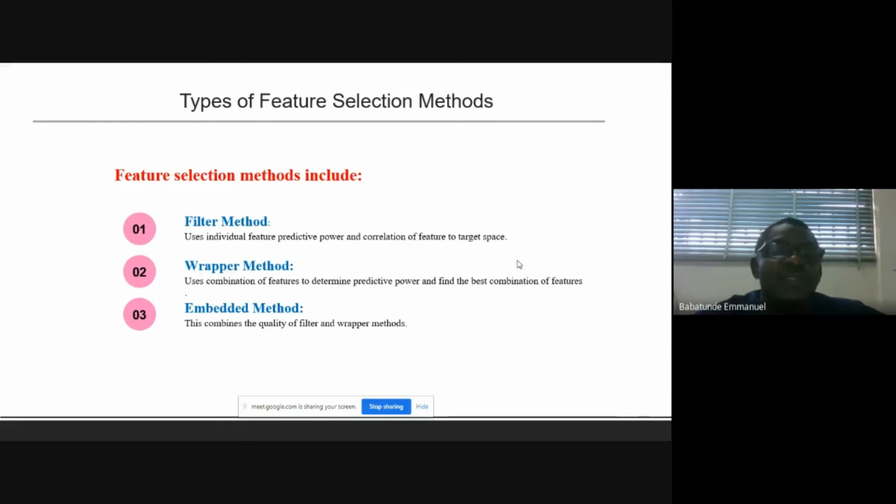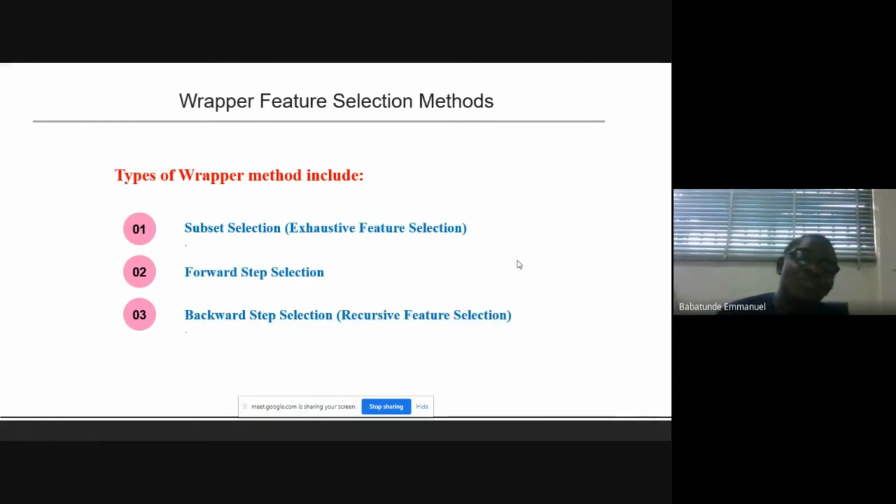So, types of wrapper methods. Number one, we have subset selection, we have forward step selection, we have backward step selection. These are the types of wrapper method, but our focus will be on subset selection, which is exhaustive feature selection.